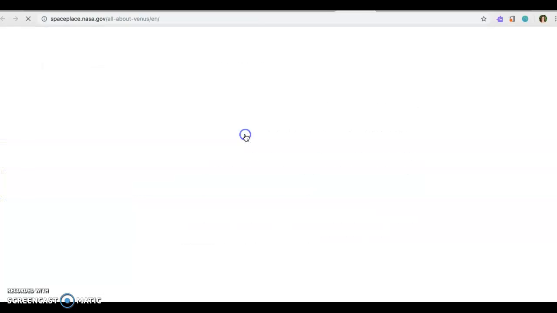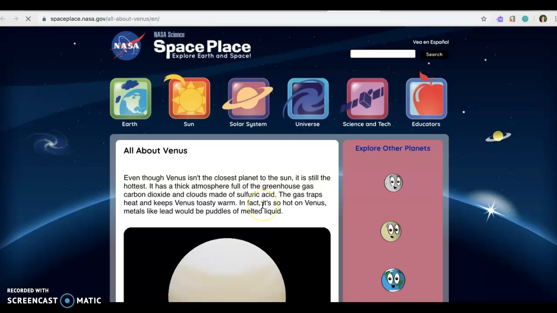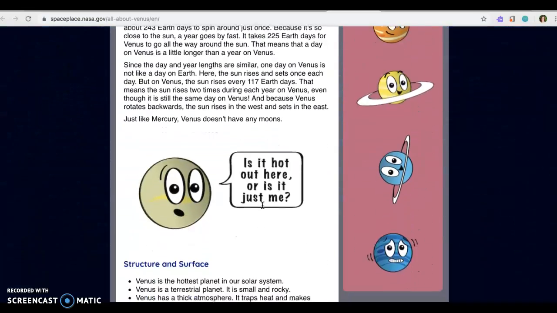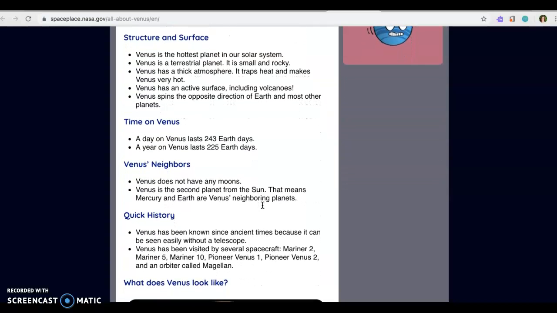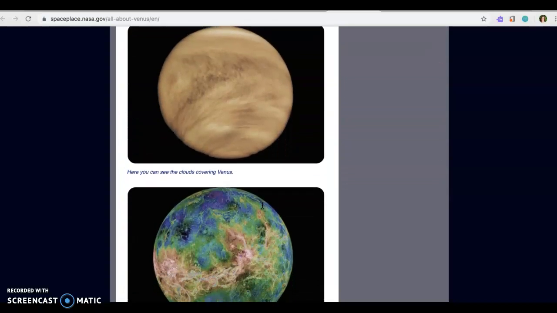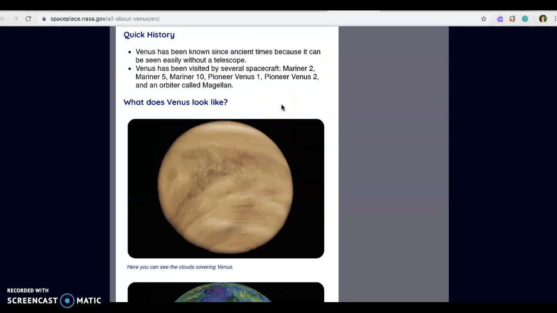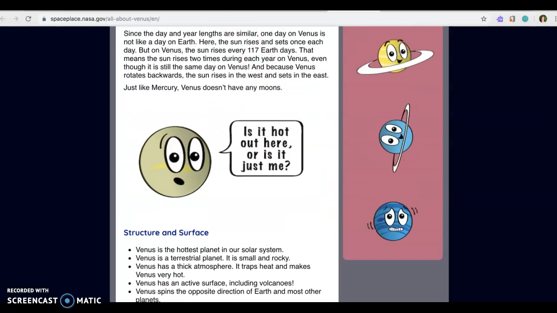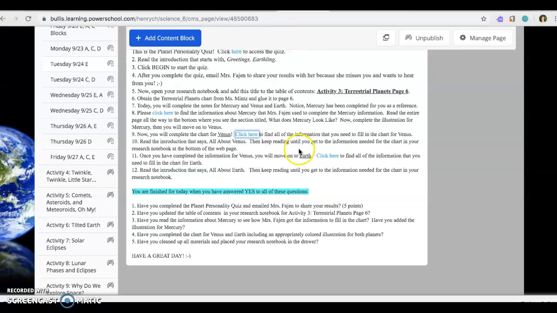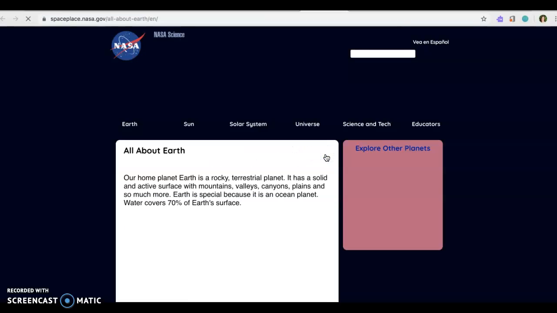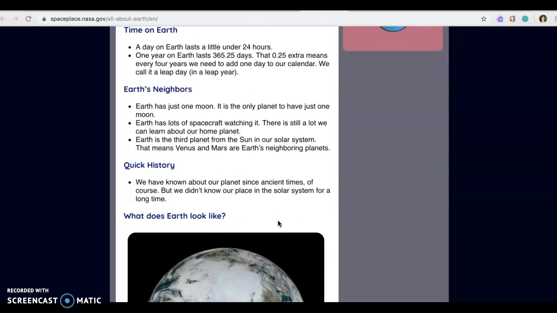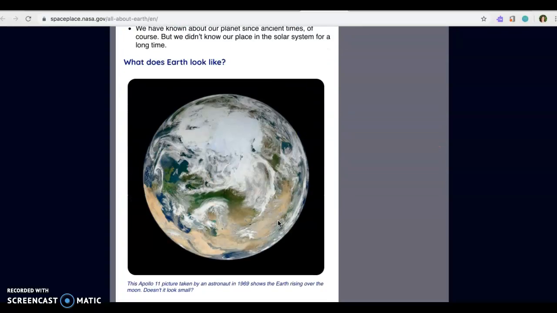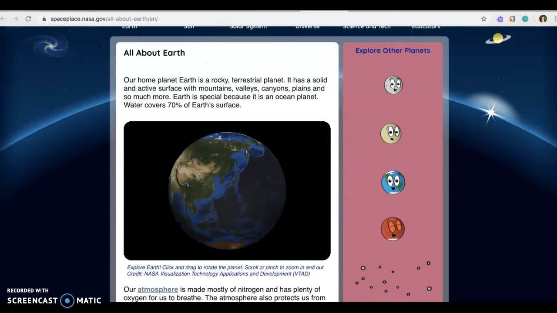And what I mean by that is you'll click on the website that takes you to Venus. You'll read the instructions, you'll read the information. You'll find the information that you need from your chart. You'll find some images of Venus. You will complete the illustration with color. And then you will be moving on to Earth. Once again, we'll do the same exact thing. Here's the introductory information for Earth. Here's the information you need for your chart. Some images to help you with your illustrations.